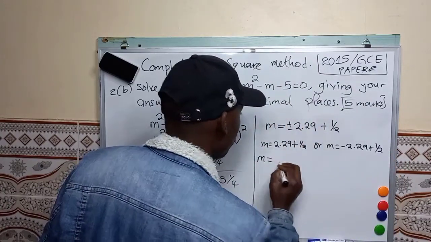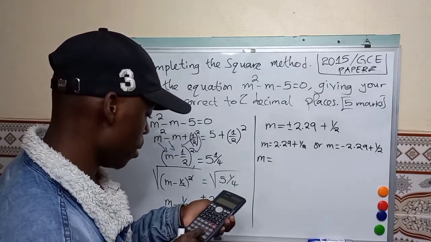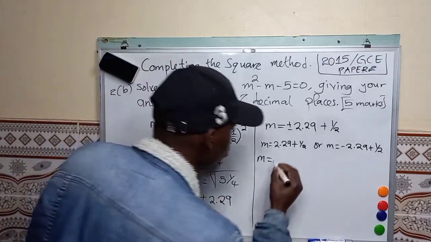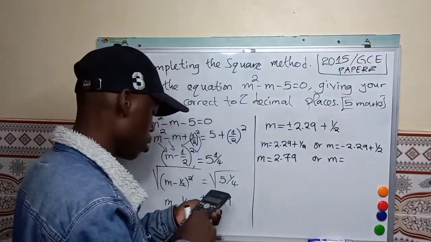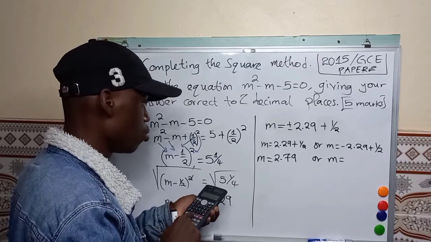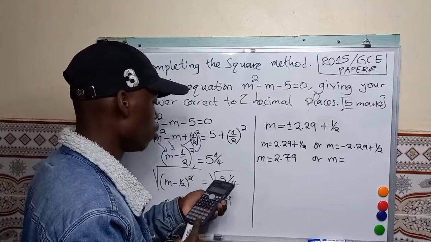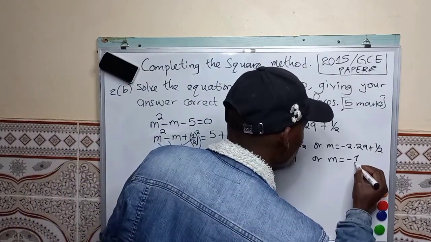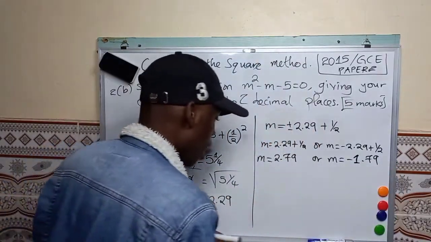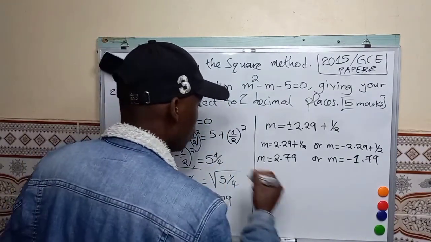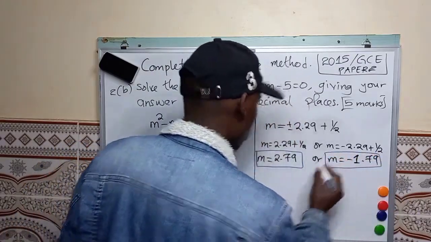Here we go. Our m is equal to 2.29 plus 0.5, which is equal to 2.79, or our m is equal to minus 2.29 plus 1 over 2, which is negative 1.79. So these are our values of m.